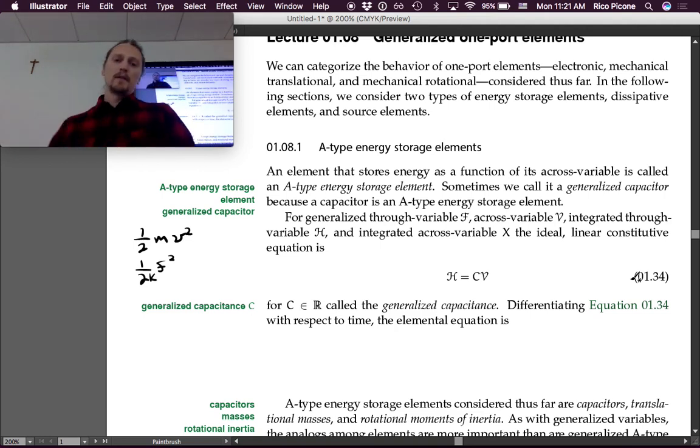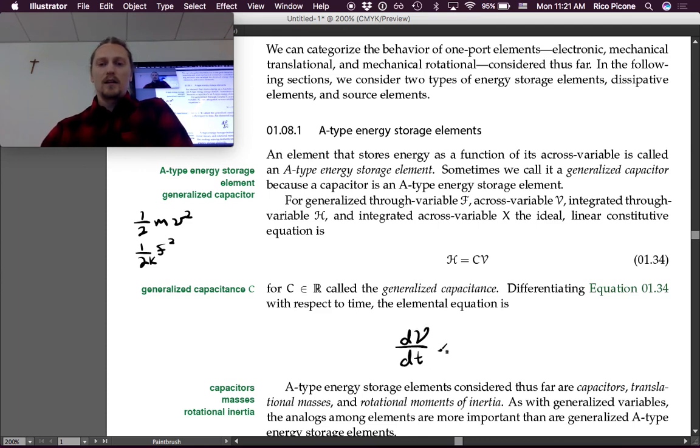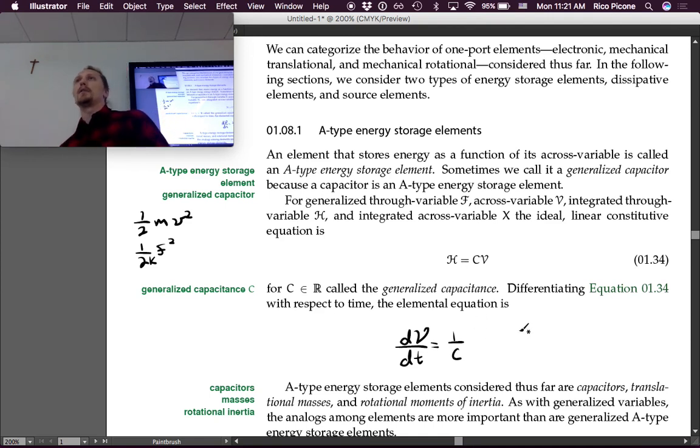So generalized capacitance for a generalized capacitor makes sense, right? Differentiating the constitutive equation with respect to time, the elemental equation is C dV/dt equals F. Yeah, and so we were going to rearrange it so 1 over c is on this side, and we have dh/dt. So h is the integrated through variable. So if you take the time derivative of it, it just becomes the generalized through variable f.